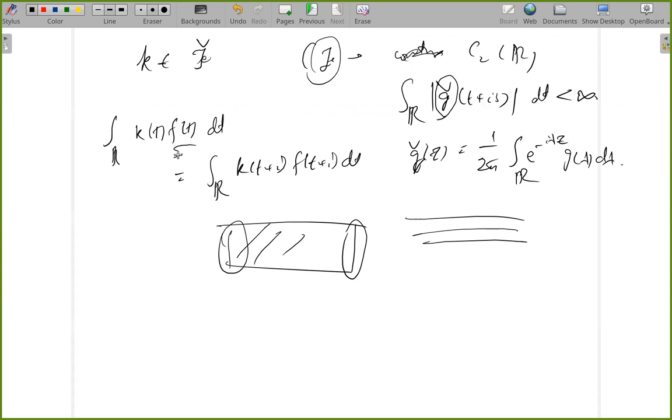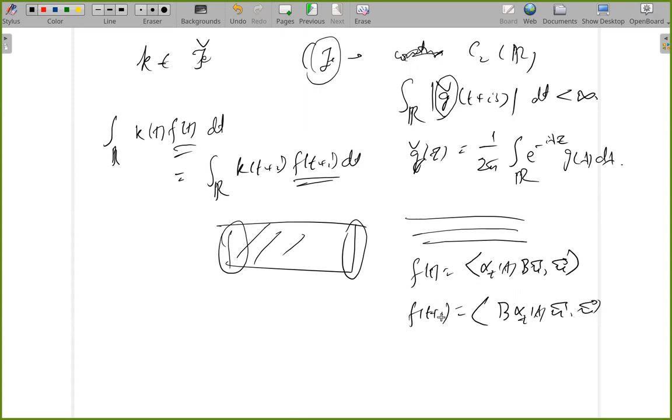And for f(t), we had this assumption that it be continuous and bounded. That was all the assumption that we had. And if we chose f(t) to be alpha_t(a) b u, and naturally we had then f(t+i), we can choose as b alpha_t(a) u, and this is the case of interest for us.